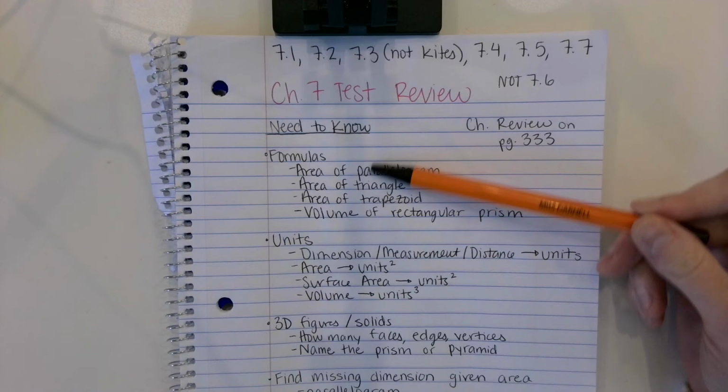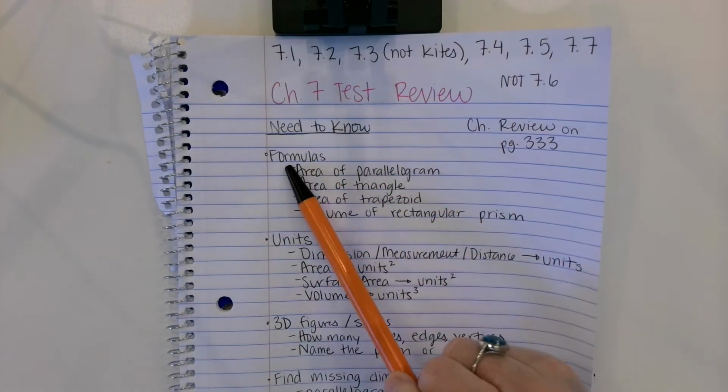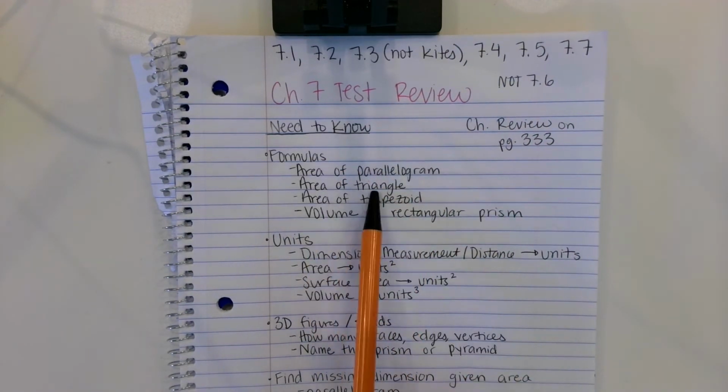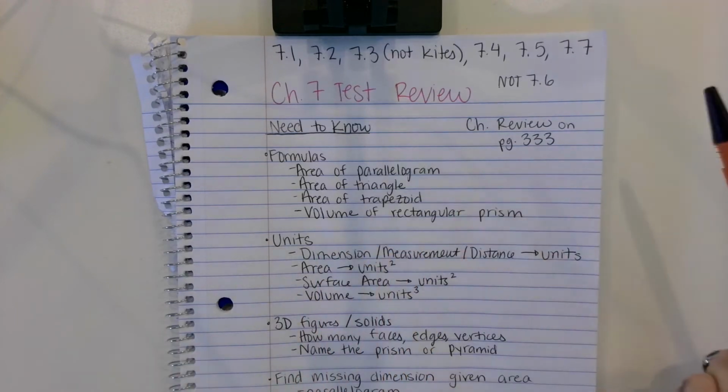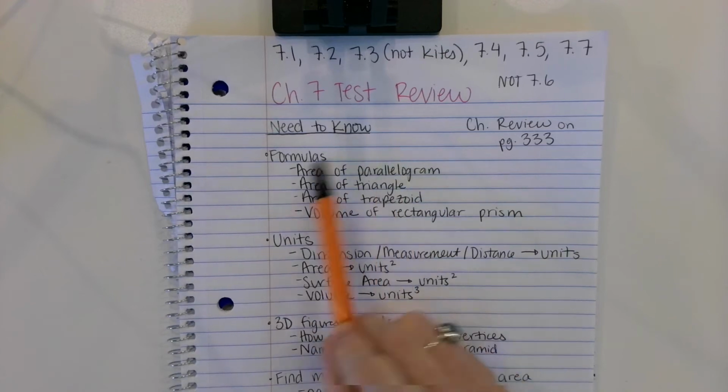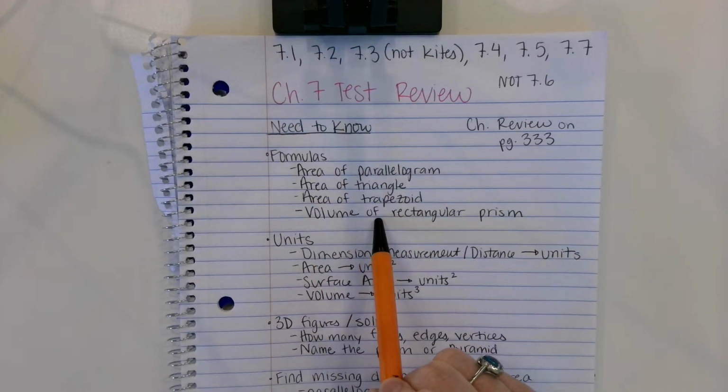Things that you need to know, I'm going to read through this review. Formulas: you need to know area of a parallelogram, area of a triangle, area of a trapezoid, and volume of a rectangular prism. Since you can use your notes on the test, you want to make sure that you have these formulas from your notes ready to go.